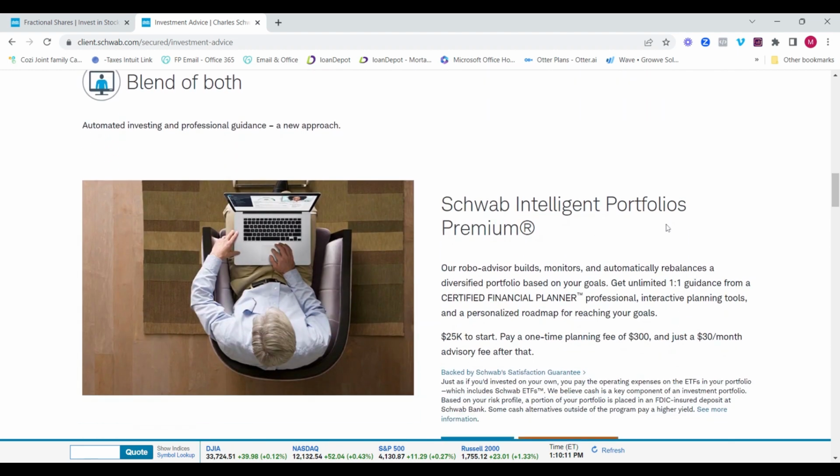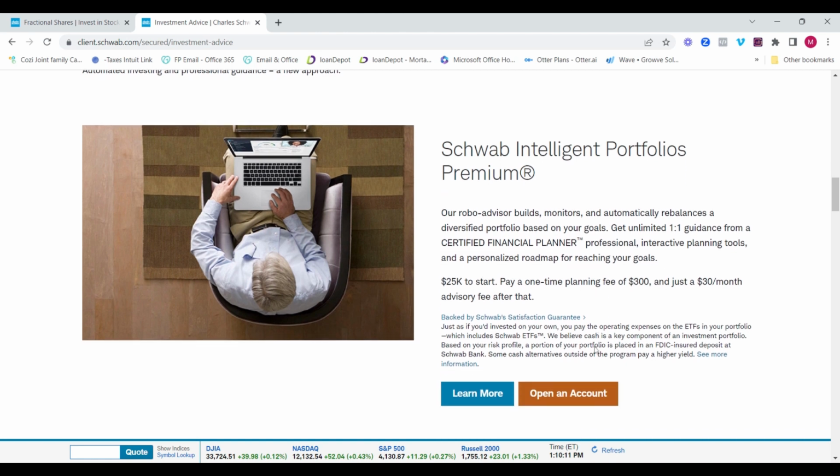Maybe you do want a blend of both. So with that, you can have the Schwab Intelligent Portfolios Premium. So you get unlimited guidance from a certified financial planner, and you have to have at least $25,000 to start. You're going to pay a one-time fee of $300 and then $30 a month advisory after that. So those fees can kind of creep up, I would say.